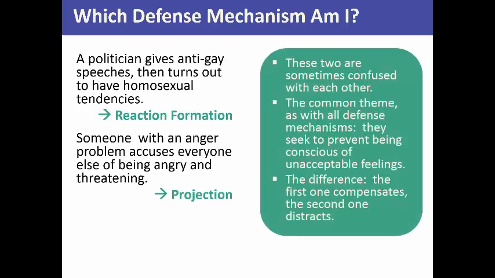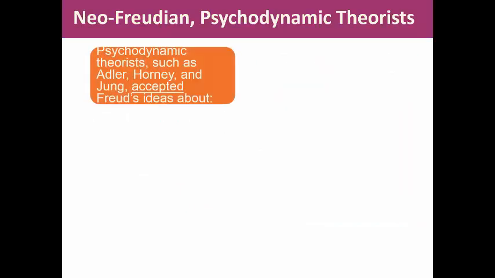These two are sometimes confused with each other, and the common theme with all defense mechanisms is they prevent the individual from being consciously aware of unacceptable feelings, and so it's easier to deal with if they belong to somebody else. The difference is the first one compensates and the second one distracts from the actual feeling.